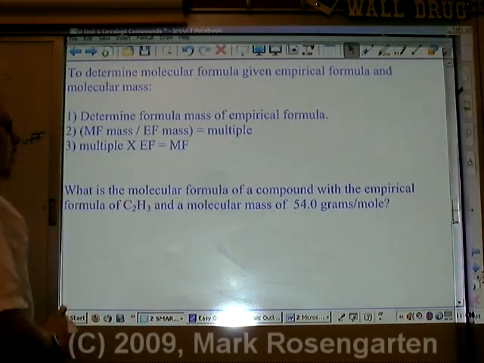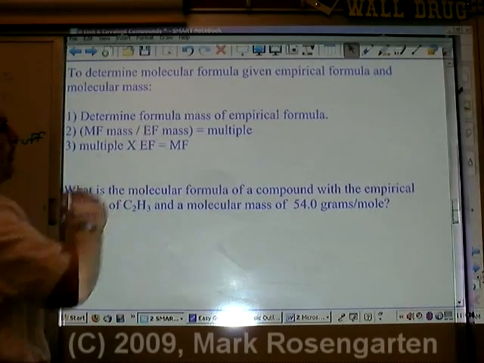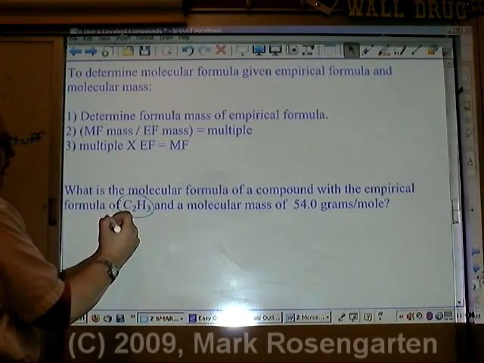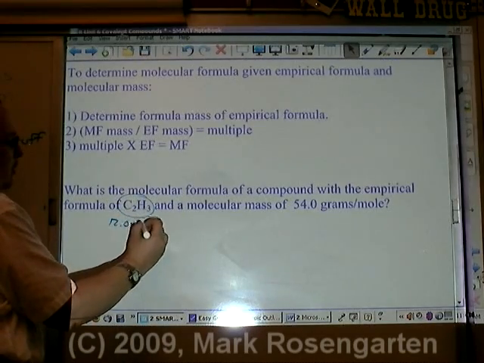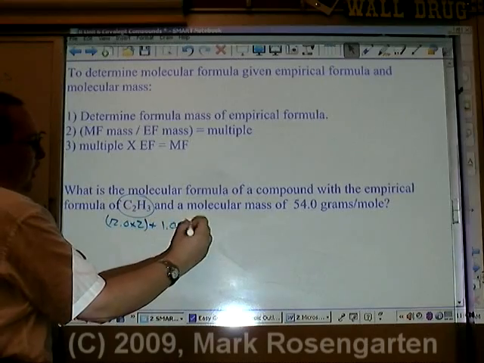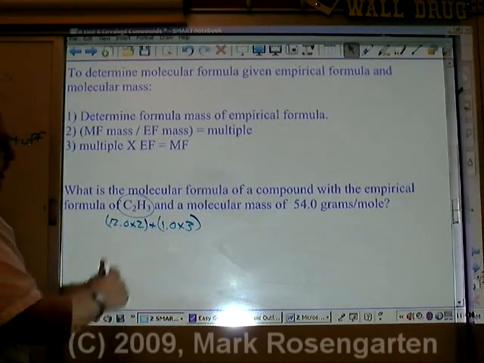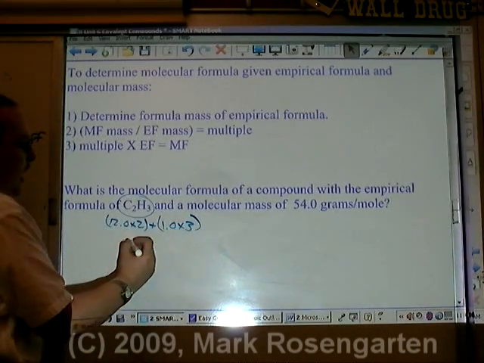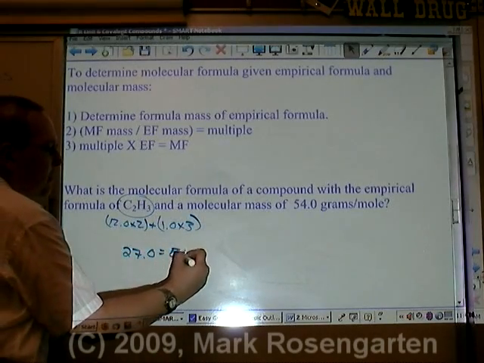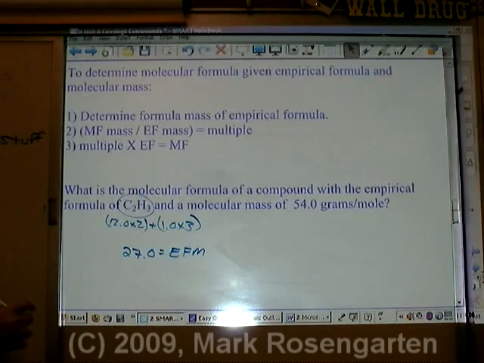to do. Your first step is to find the formula mass of the empirical formula. Here's the empirical formula. 12.0 times 2 for the 2 carbons plus 1.0 times 3 for the 3 hydrogens. 24 plus 3 is 27.0, which is equal to the empirical formula mass.